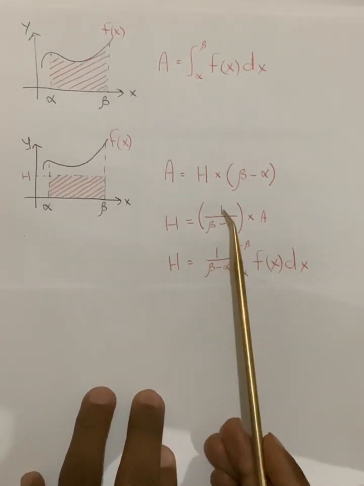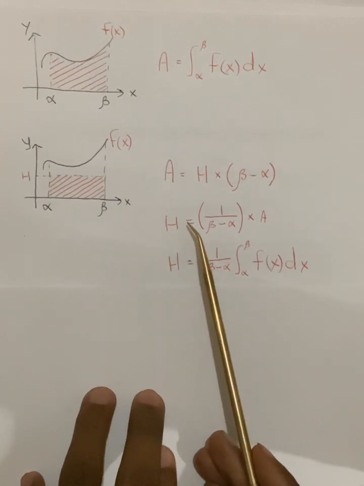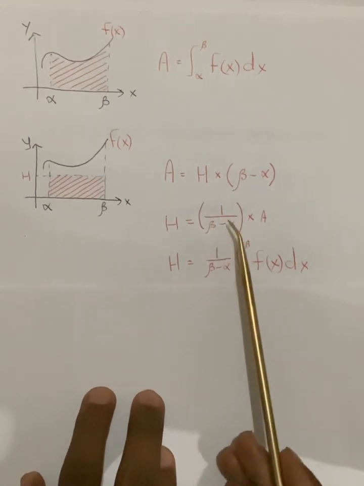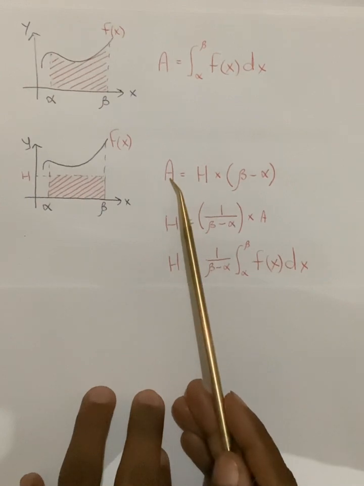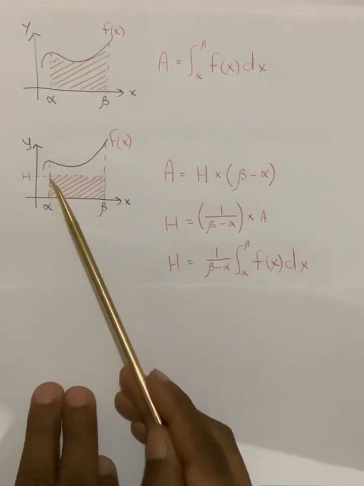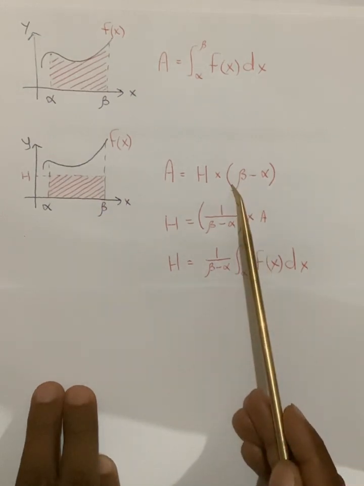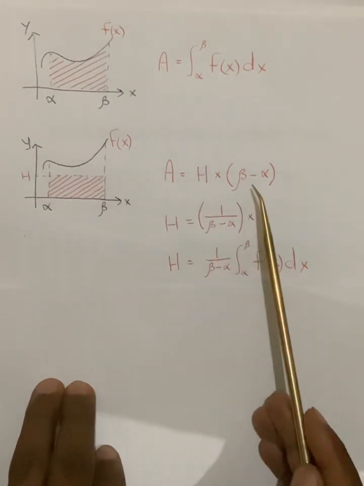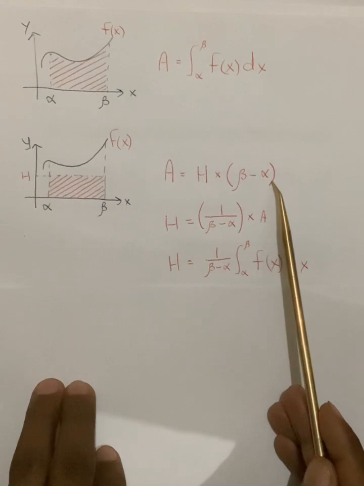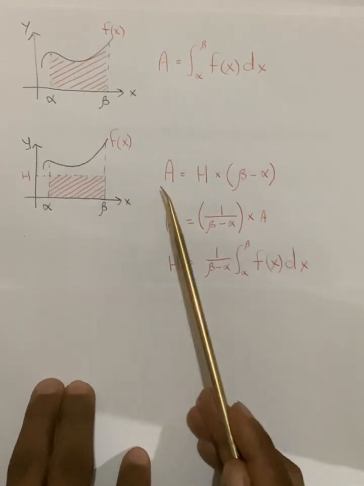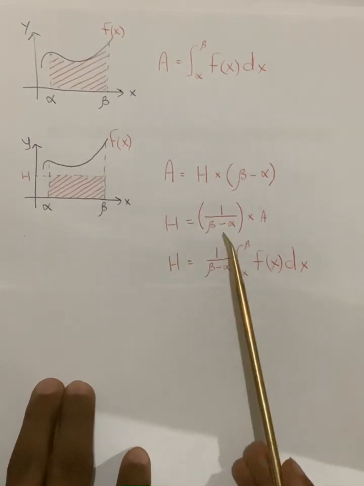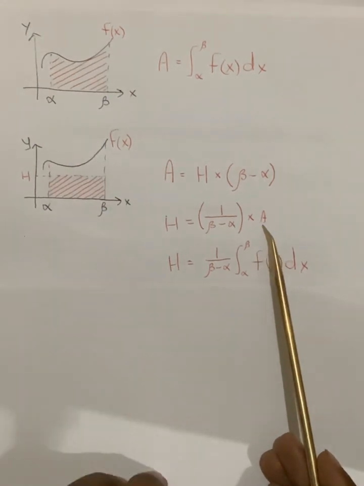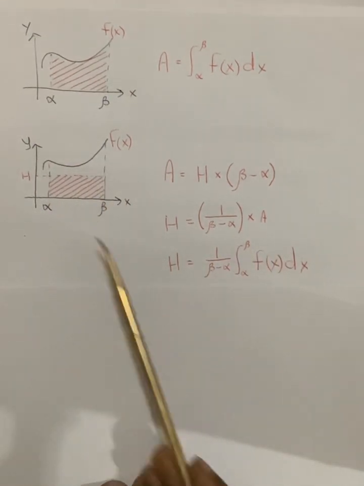So over here, we have H, and H is equal to 1 divided by beta minus alpha. Where is all of this coming from? This is coming from the fact that area is height multiplied by this length, which is represented by beta minus alpha. Now we want to make h the subject of the formula. We divide on this side by beta minus alpha, and on that side by beta minus alpha. This is what we end up with: 1 divided by beta minus alpha, which you multiply by your area, and that gives you the height of this area.